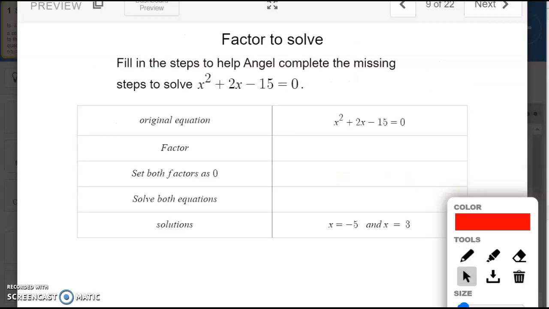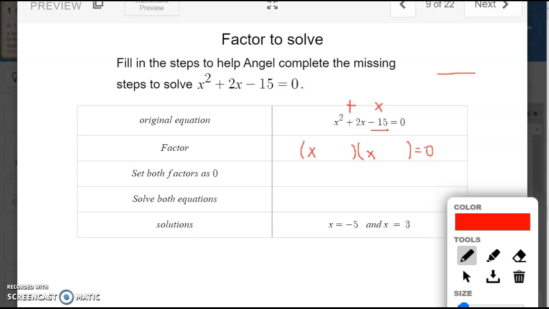The next card walks you through the whole factoring and the steps. If you are trying to solve this quadratic equation, you need to first factor. It gives you all the steps. So first I need to factor. How do I factor? Again, the leading coefficient, the number in front of x squared, is 1. So I start by putting my two parentheses is equal to 0, and I put x here and x here. And then I'm looking for two numbers that multiply to negative 15 but add to 2.